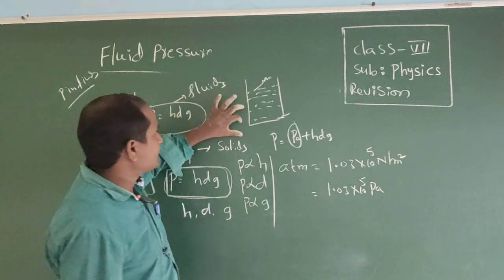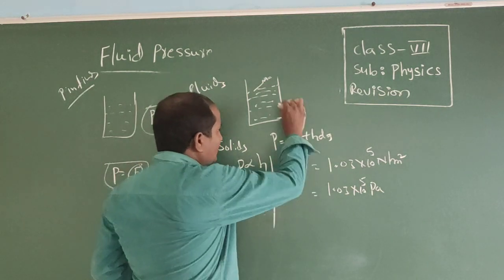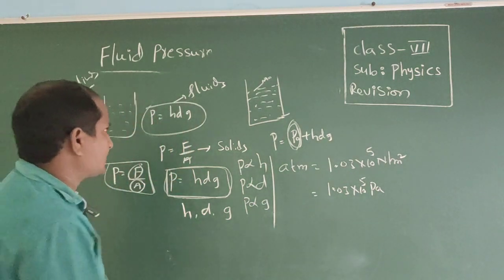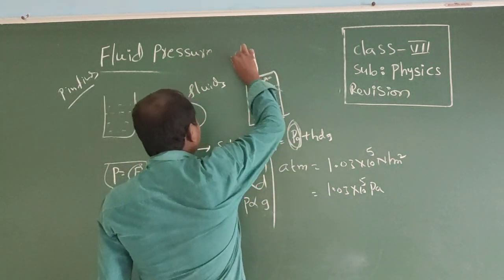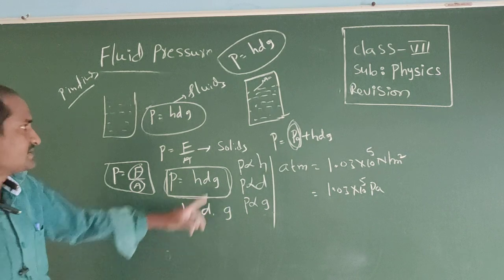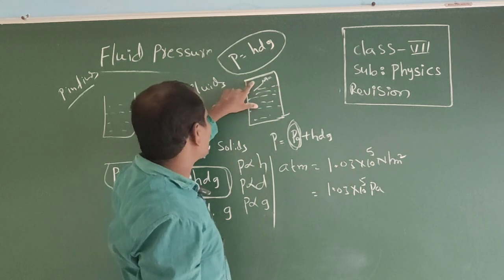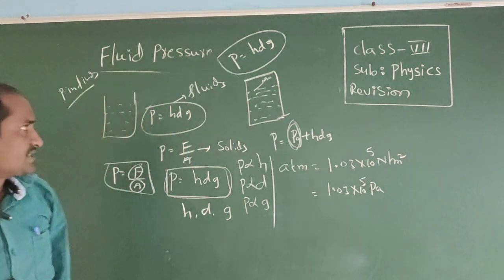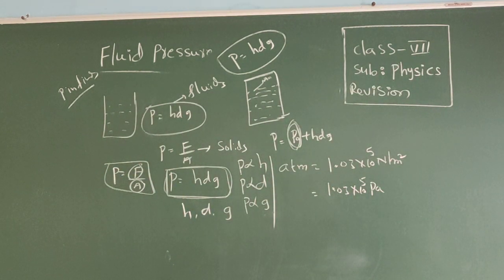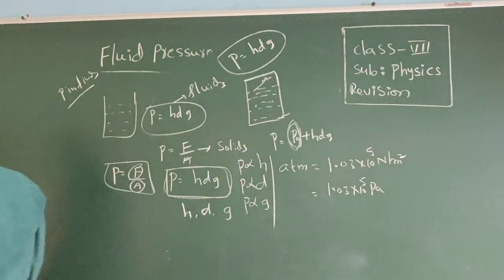Okay, if the vessel is open, then total pressure acting at the bottom equals PO plus HDG. Here PO means atmospheric pressure, that is 1.03 into 10 power 5 pascals. If the vessel is closed, then total pressure equals only HDG. It is the pressure equation in fluids and solids.